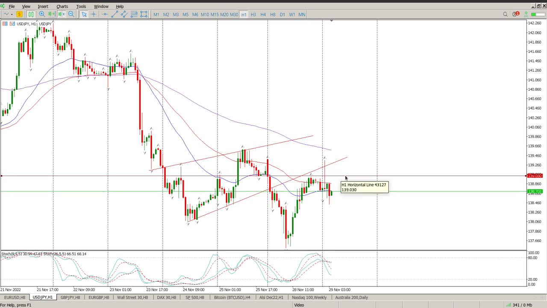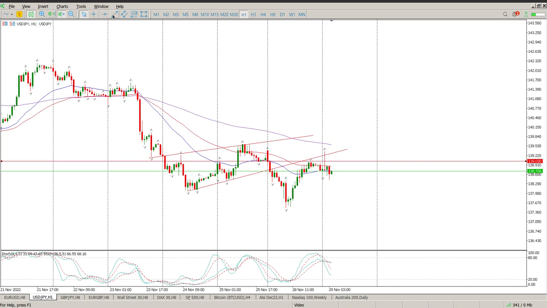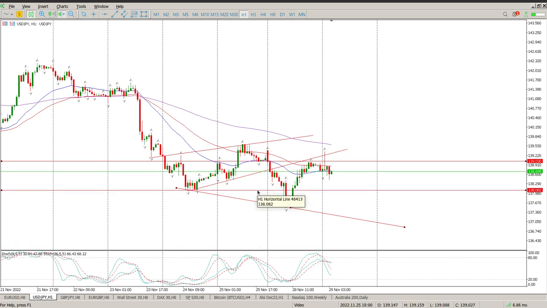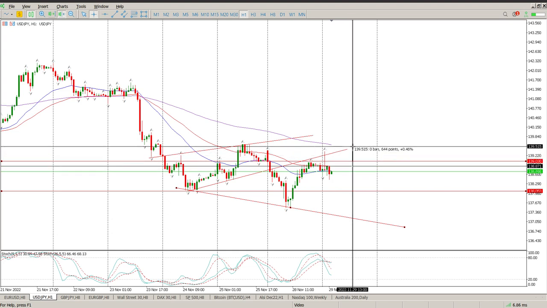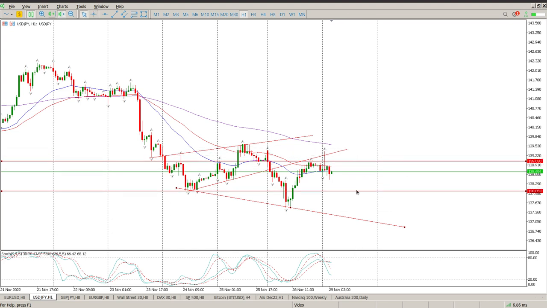139.030. We get a rejection of there. We're looking for another move to the downside, and I would actually just put a trend line in there because it could be a megaphone that is forming, and your target is going to be somewhere in this area. So you're looking for rejection of 139.030, and you're looking to target 138.053. So you know, that could be something like 600 point risk to 700 point gain, and that's kind of the way I'd look at it.